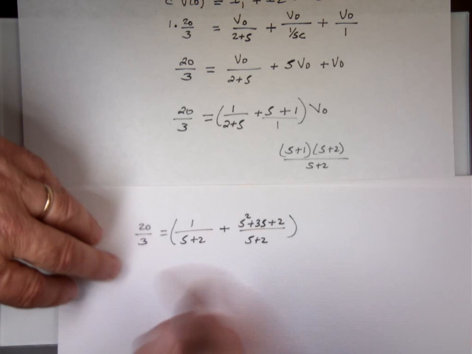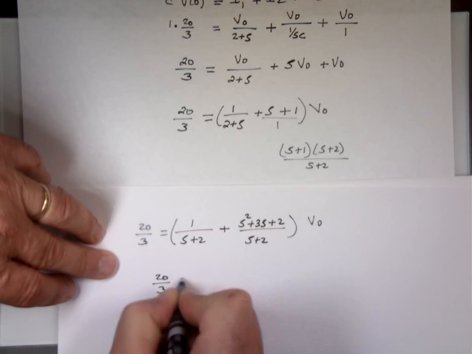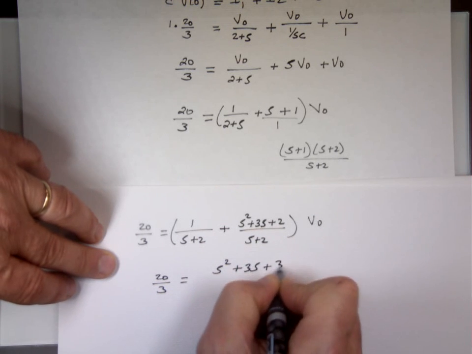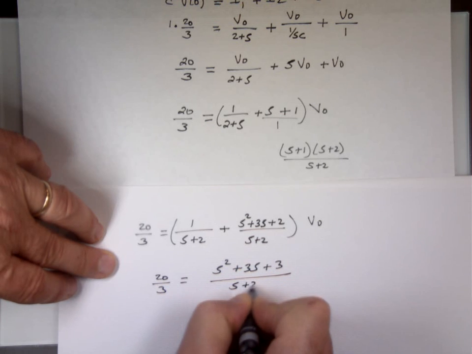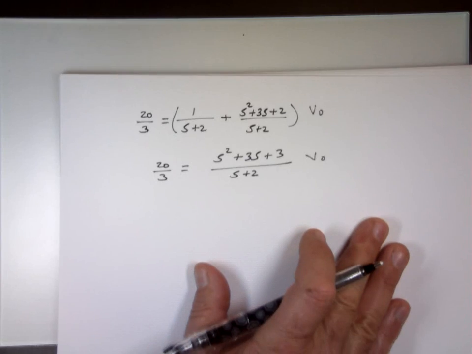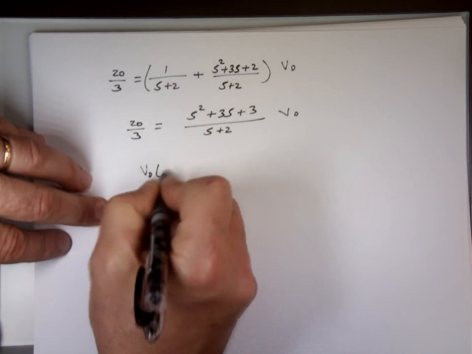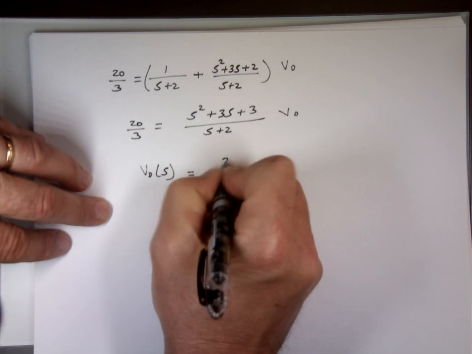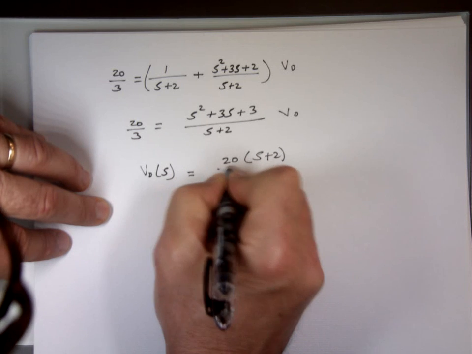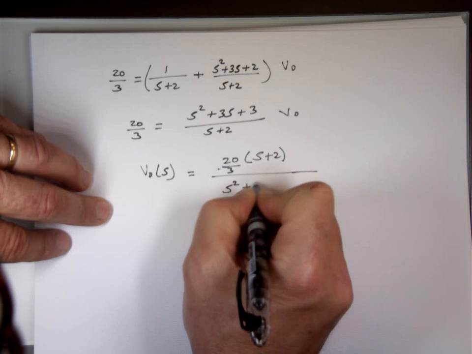So 20 over 3, add 1 to it, S squared plus 3S plus the 3. So what's V out going to be as a function of S? (20 times S plus 2). I can go over 3 here. The whole thing divided by S squared plus 3S plus the 3.